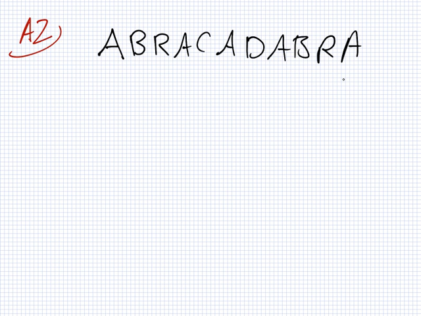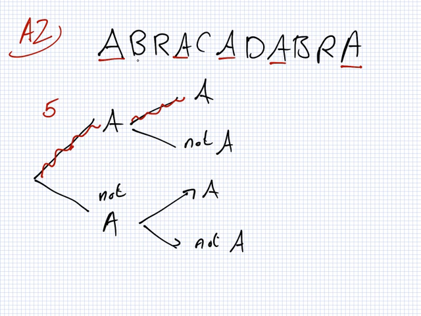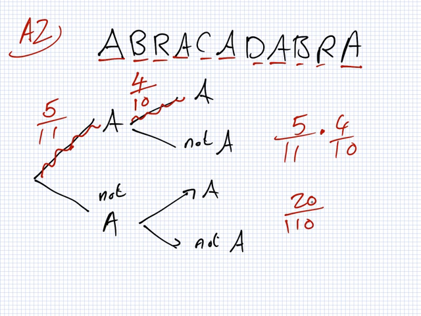What is the probability that they're both A? So you start off, your first choice is an A, or you could get a not A. And then the second one is you can get an A again, or a not A. So we only care about this branch, A and an A again. So the first time you do it, you have 5 A's over 11. Then the second time, there's 1 letter less, and 1 A less. So the answer is 5/11 times 4/10, which is 20/110, which is 2/11.